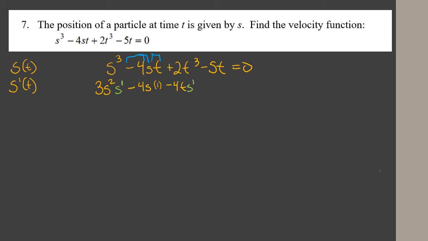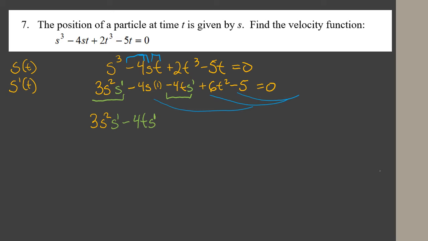Continuing on, we take the derivative of 2t cubed. That becomes 6t squared, and the derivative of 5t is minus 5, because it's minus 5t, all equals 0. What we do next is we keep our s prime terms on one side and move everything else over to the other. So on the left side, we have 3s squared s prime minus 4t s prime. And then on the other side, we're going to add 4s, subtract 6t squared, and then add 5.